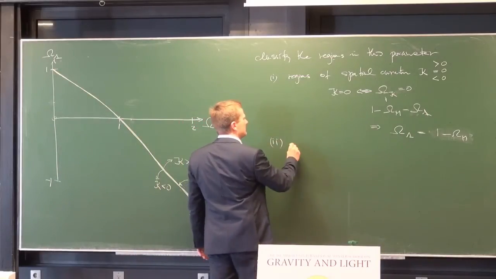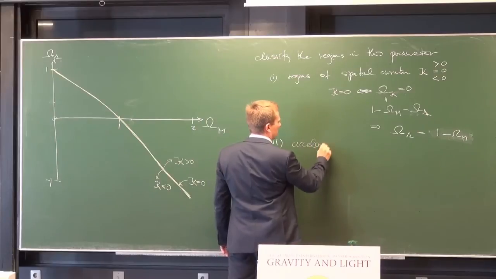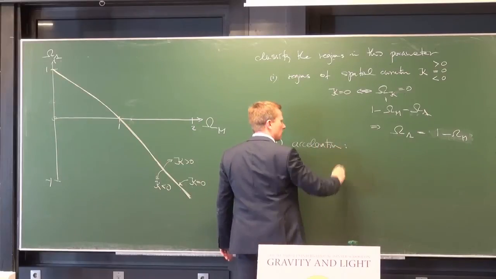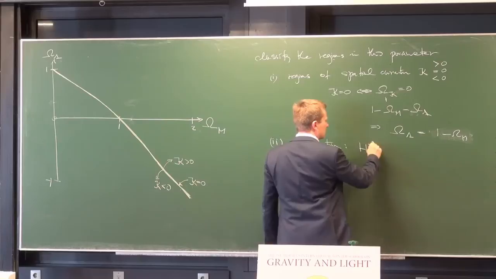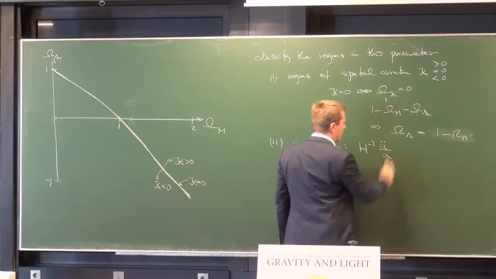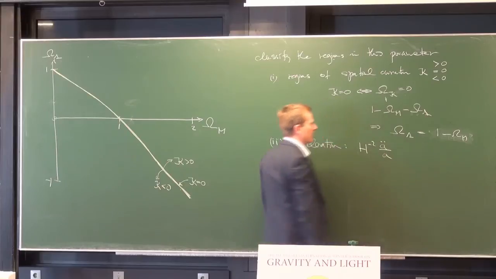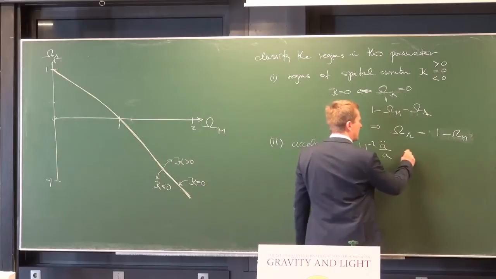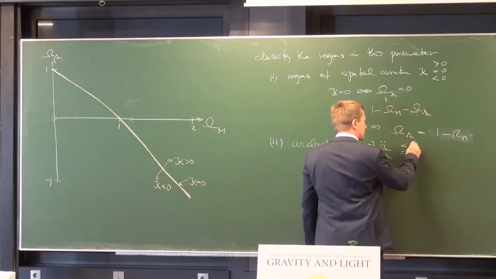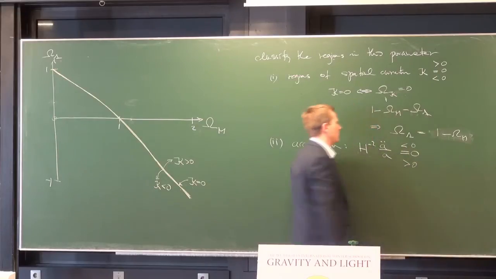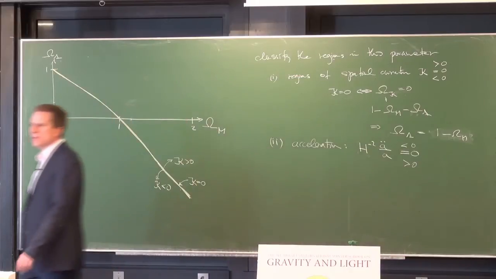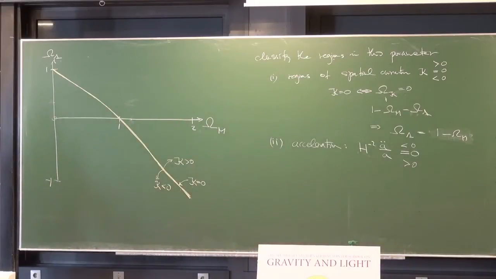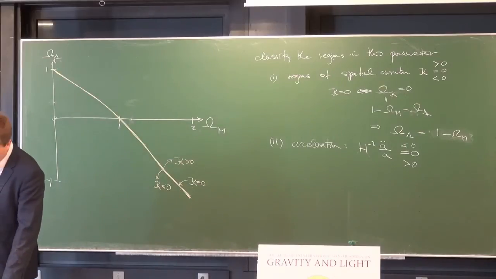Then I can ask another question. You could ask about the acceleration of the expansion. What is that? Well, that's H to the minus 2 a double dot over a. This one is always positive, this one is always positive. So if you are just interested in the sign, it doesn't matter what the factors in front are. You can again ask, where is it less than 0? Where is it greater than 0? And where is the acceleration of the universe 0? Where does the expansion accelerate? Where does it not? And where does it decelerate? That's interesting to look at.